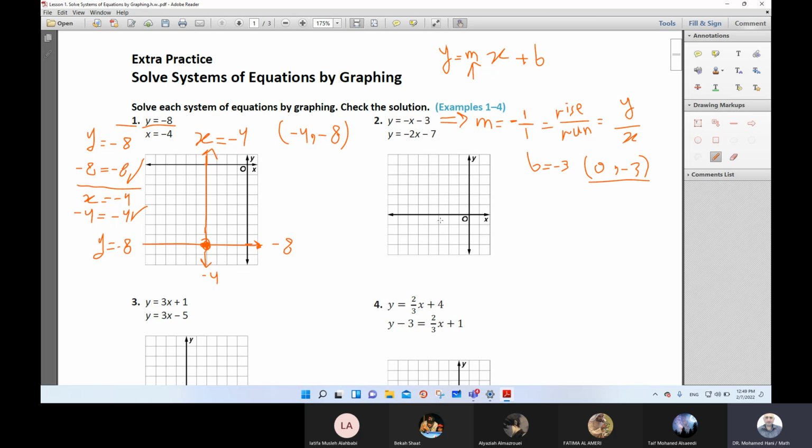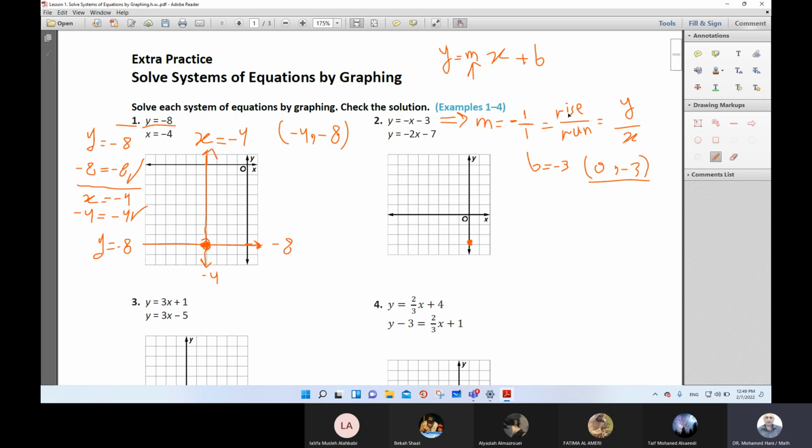And 0, negative 3 means at this point. Is it correct? Is this point 0, negative 3? This is 0 in x and negative 3 in y, or is this wrong? This is wrong. So go to the y-axis on the negative side: negative 1, negative 2, negative 3. This is the first point.